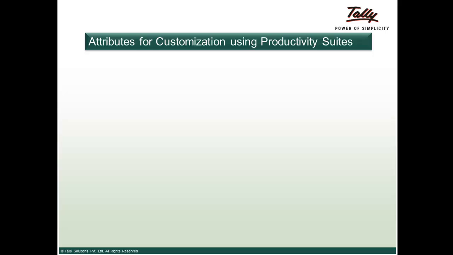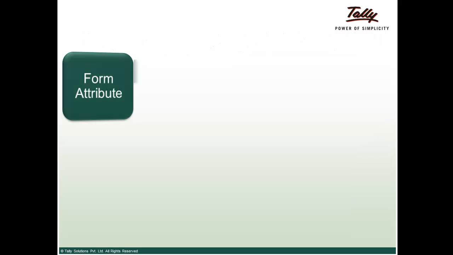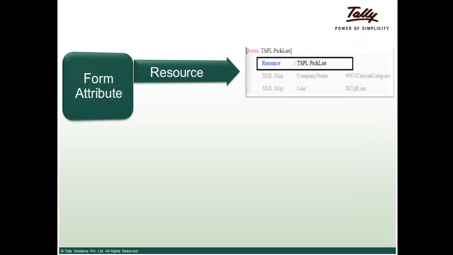This functionality can be achieved by specifying the following attributes in TDL. First is the form attribute resource. Resource attribute at form level is used to specify the name of the resource definition, which provides the details of XML-based document like MS Word, MS Excel, XML Exchange, Open Document Text or Open Document Spreadsheet that can be used for printing or exporting the form.